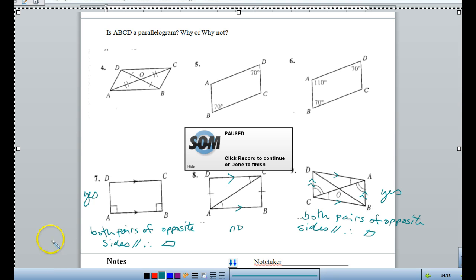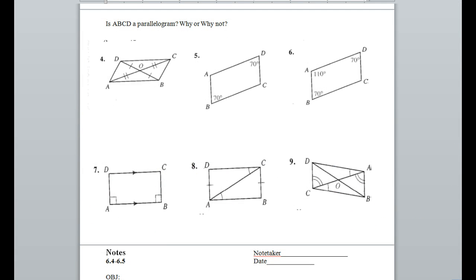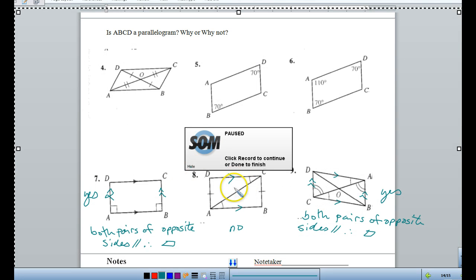Alright, let's take a look at number 7. For number 7, the answer is yes, and it's because both pairs of opposite sides are parallel. Now you must be thinking to yourself, where did you find the other side? Well, I've got 2 lines perpendicular to the same line, so therefore these guys are parallel. On 8, I've got alternate interior angles here, so this makes these 2 sides parallel, but the other sides are congruent, so that's not enough information. That's a no.